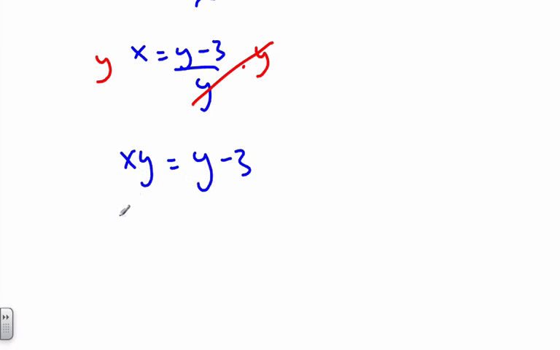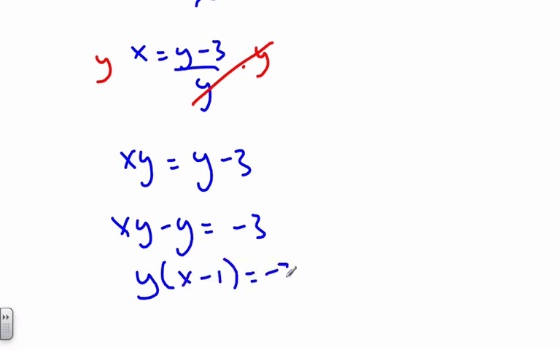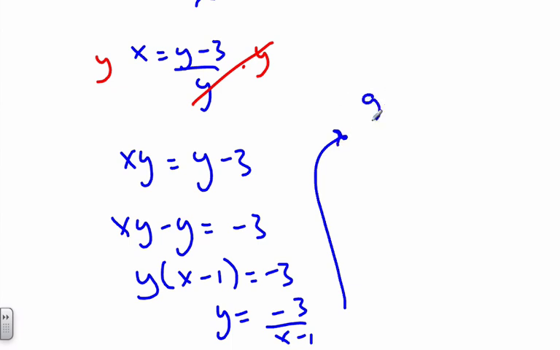Now I have no fractions, but I have a y on the left and the right. So I'm going to put them on the same side by subtracting y, equals negative 3. And now if I look here, here's the hard part, I think. You have to recognize that there's a common factor of y. It leaves an x minus 1, which equals negative 3. And so y is negative 3 divided by x minus 1. And so I can say the inverse of g is negative 3 over x minus 1.